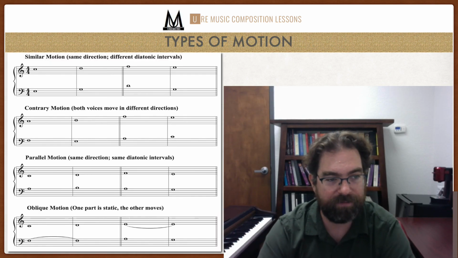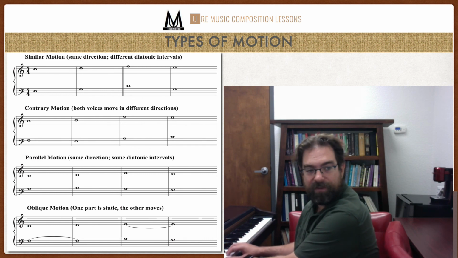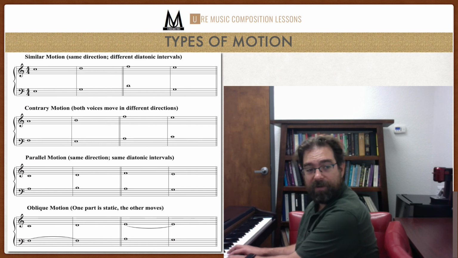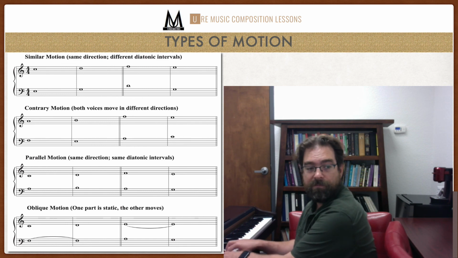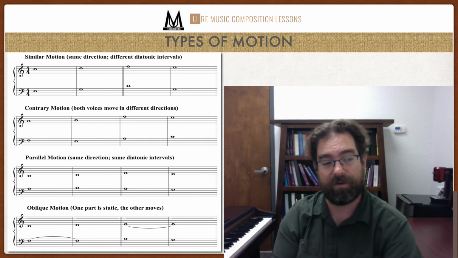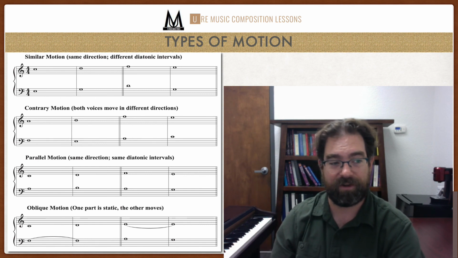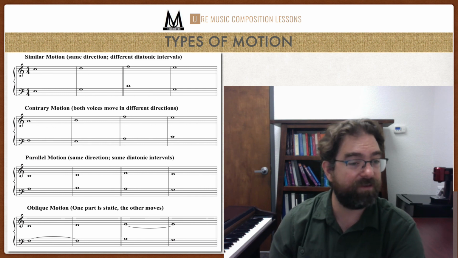So here are your various types of motion. In this first example, we have an E, and then we have a C in the upper voice. And then it moves into a D in the upper voice and a G in the lower voice. So that's an example of similar motion. It simply means when 2 voices are moving in the same direction, but using different diatonic intervals. So you have a 6 in the first measure, and then it goes into effectively a compound third in the next measure. Actually, that's a fifth.